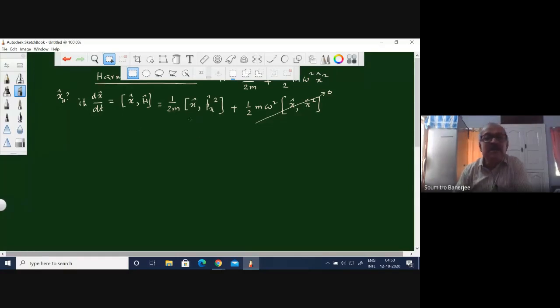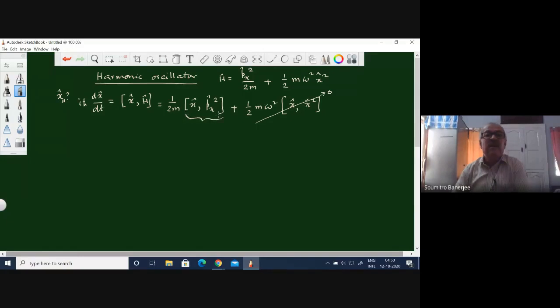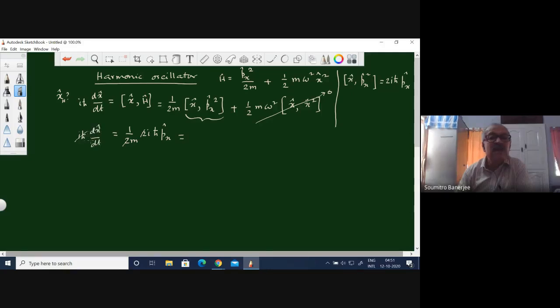So we are left with this, and this is something that we had calculated in one earlier class. If you recall, I'll just write it here so that we do not have to do it all over again: x comma px square is equal to twice i h cross px. Quite some time back, you can open your class notes, you will find it. So we'll just substitute it here. It is equal to 1 by twice m, twice i h cross px operator. The i h cross cancels off. So this becomes px operator by m.